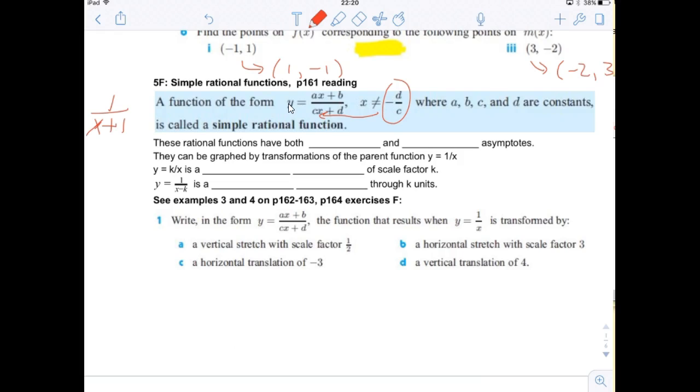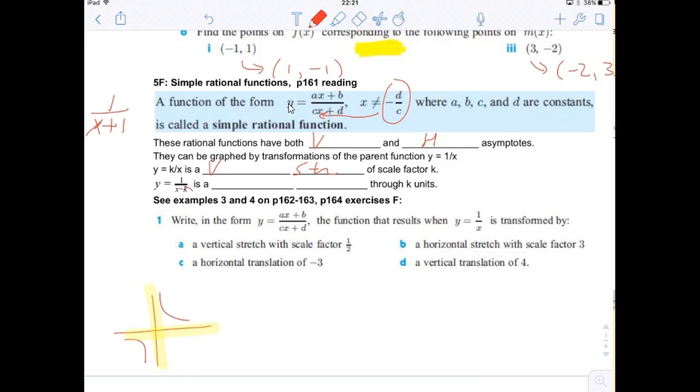These rational functions have both vertical and horizontal asymptotes, because remember, these rational functions look kind of like this. So you can see that here and here we have a vertical and horizontal asymptote. They can be graphed by transformations of the parent function y equals 1 over x. Y equals k over x is a vertical stretch of scale factor k, right? Because basically what I did was I multiplied 1 over x times an a value, a scaling constant.